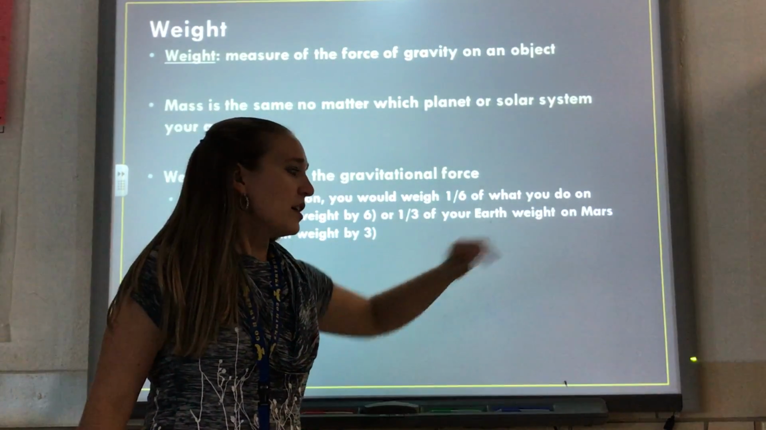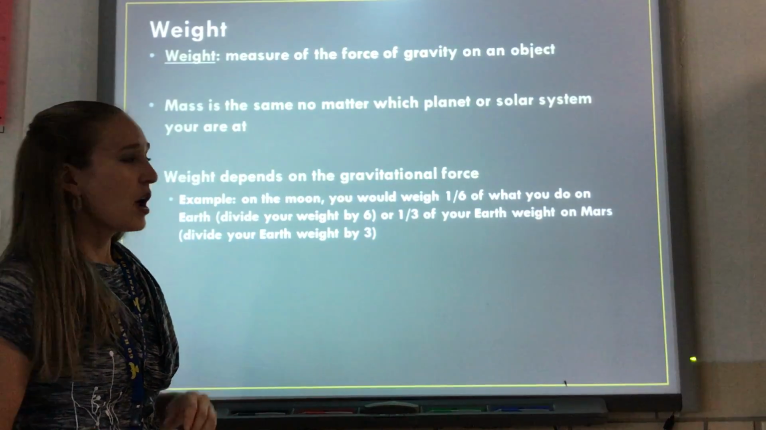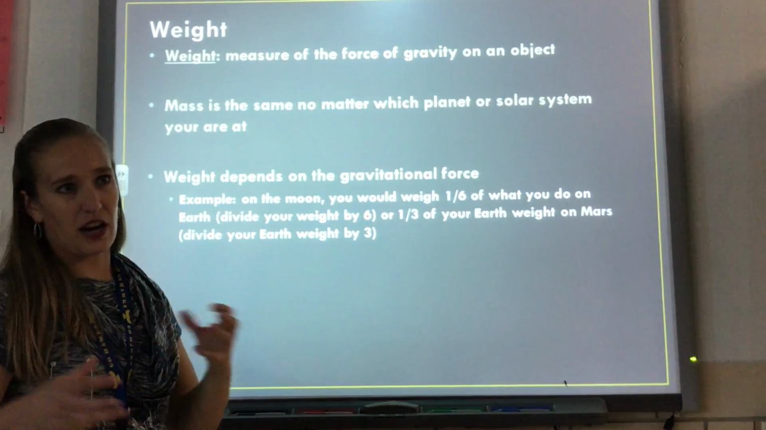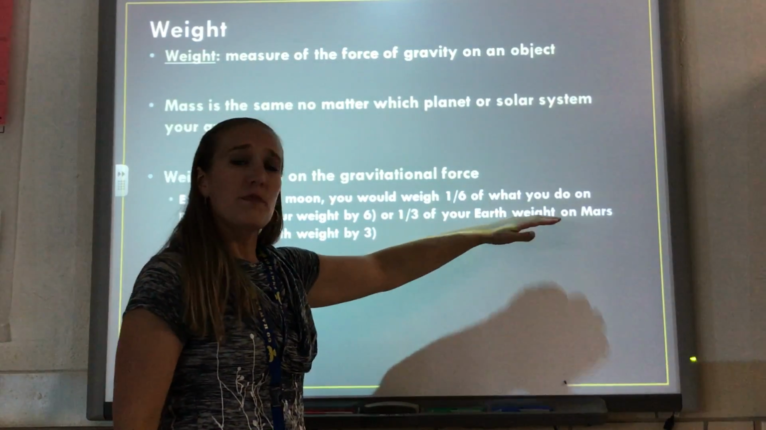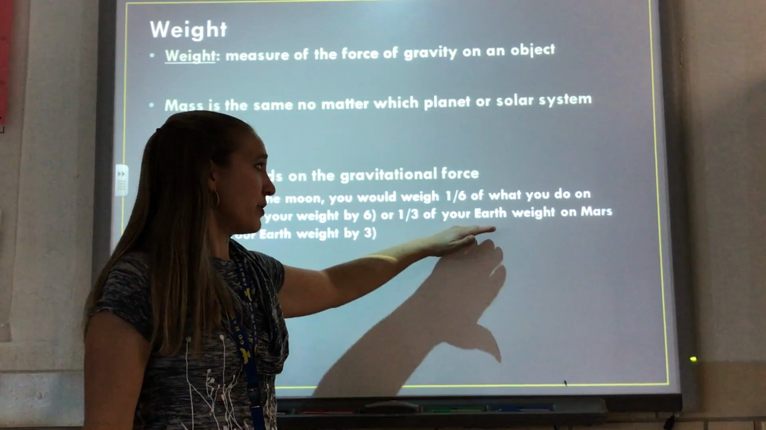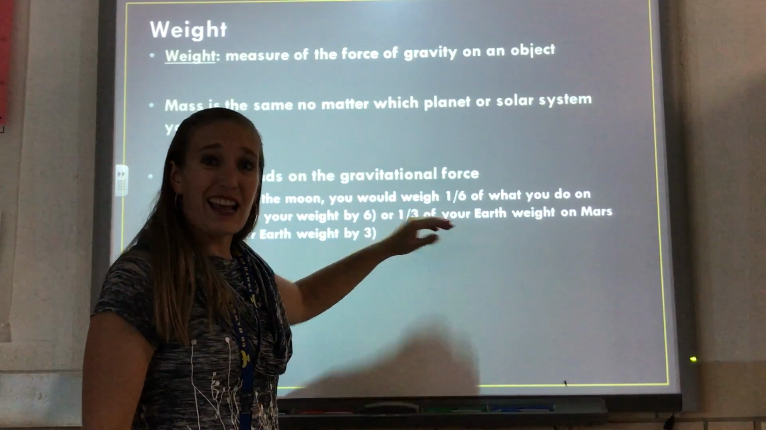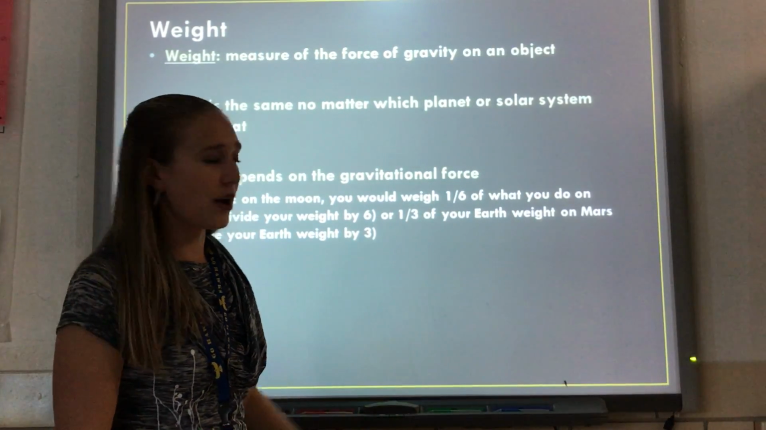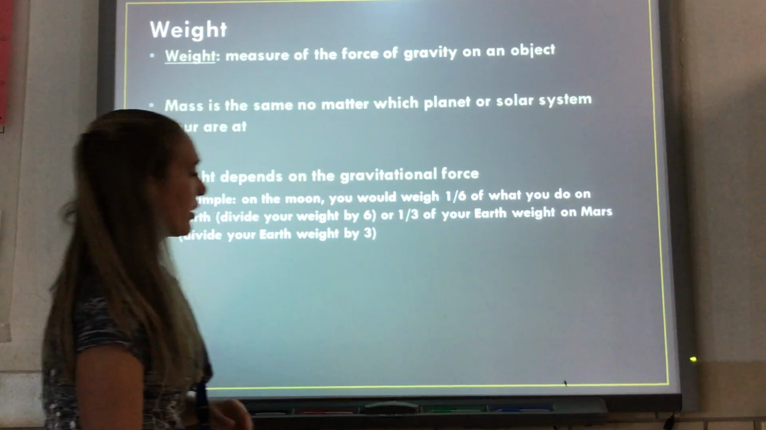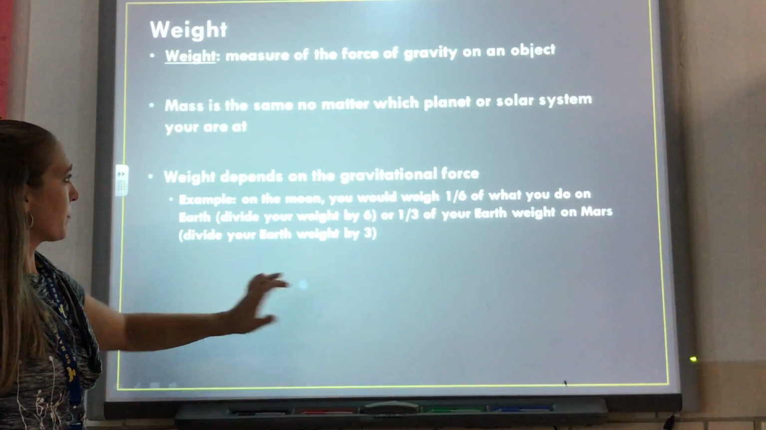But Mars is a little bit smaller than Earth. It's also not as dense, it's not as packed as tight, so it doesn't have as much mass. Because it doesn't have as much mass as Earth, it has less gravitational pull, which means you stand on a scale on Mars and you're only going to weigh 1/3 of what you do.